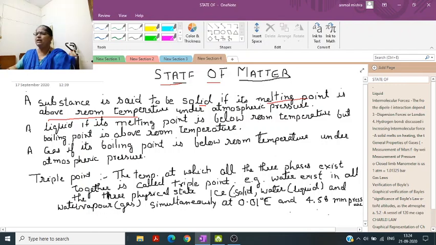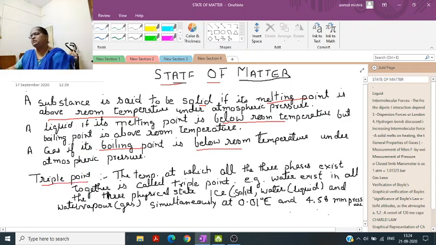If its melting point is below room temperature, then the substance is called as liquid. And if a gas, its boiling point is below room temperature, under atmospheric pressure, then it is called as gas. Once again, solid has melting point above room temperature, liquid has melting point below room temperature, and gas has boiling point below room temperature. Now, there is a term triple point.